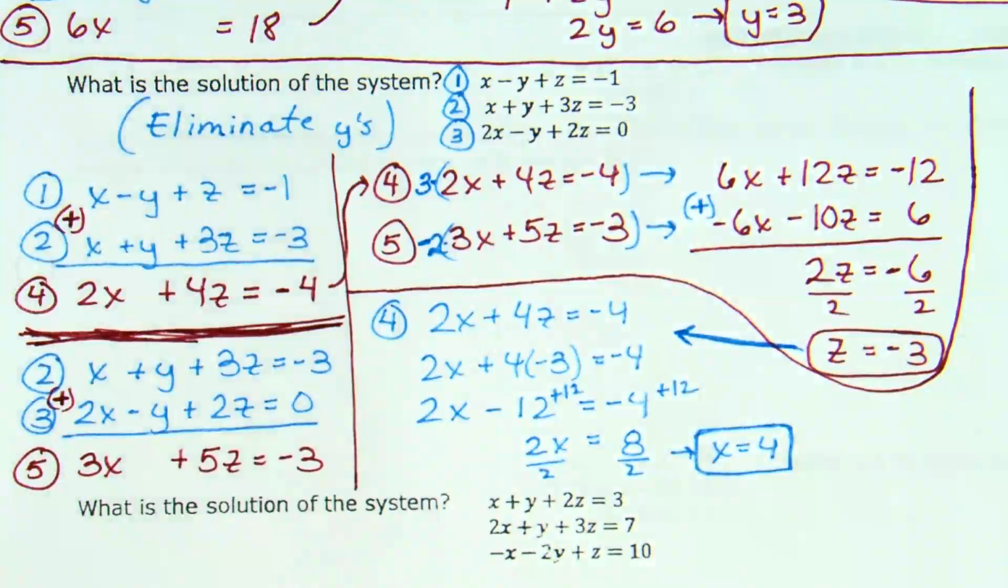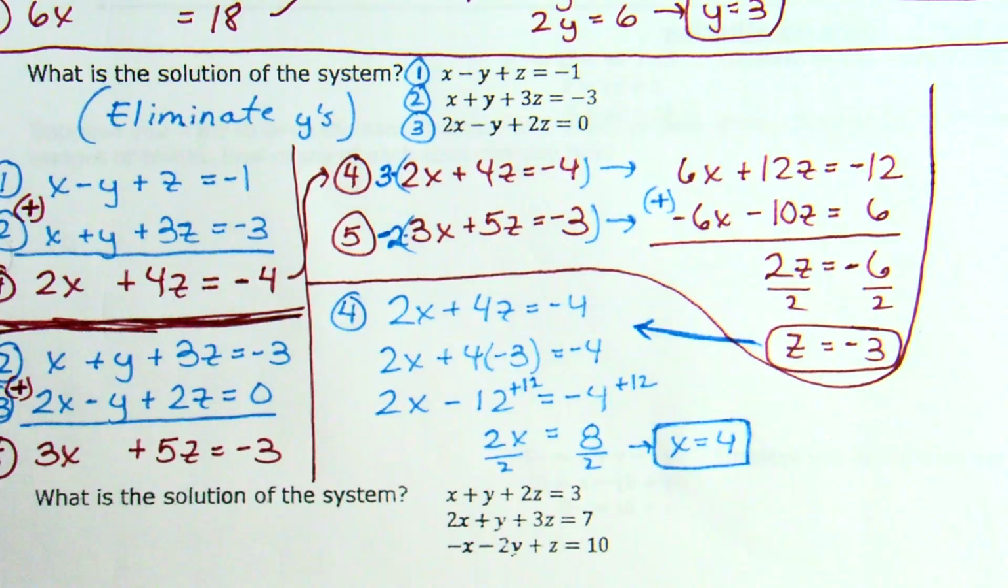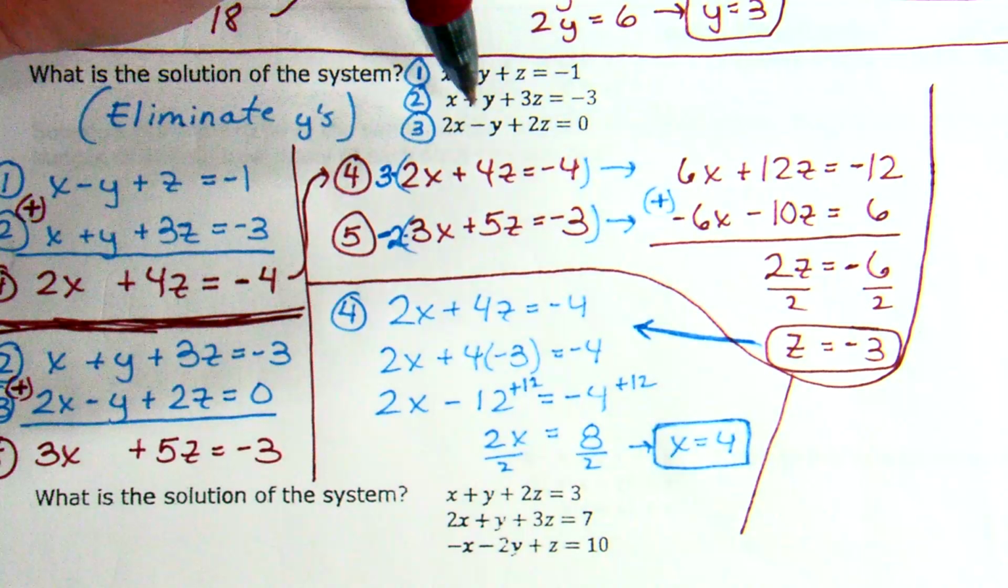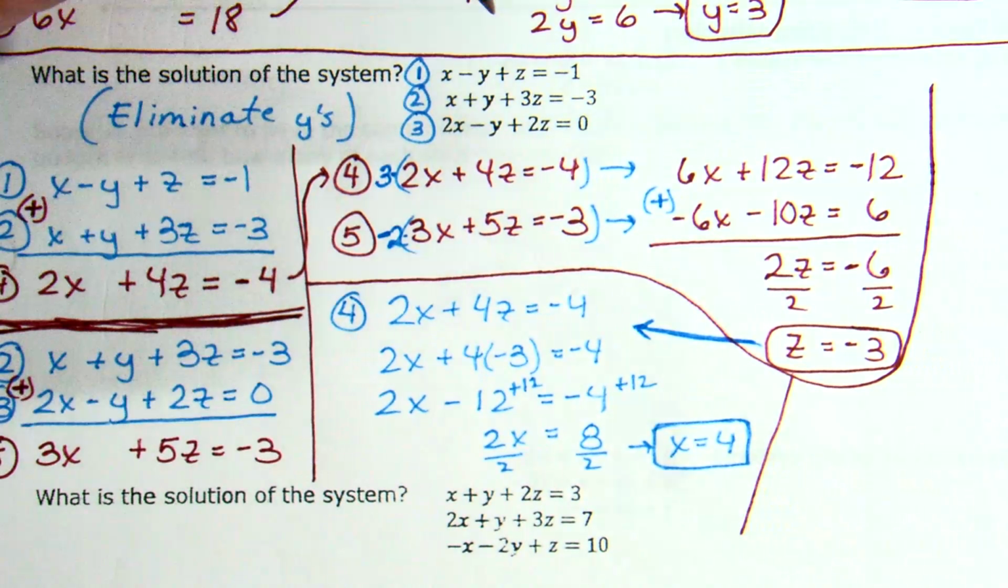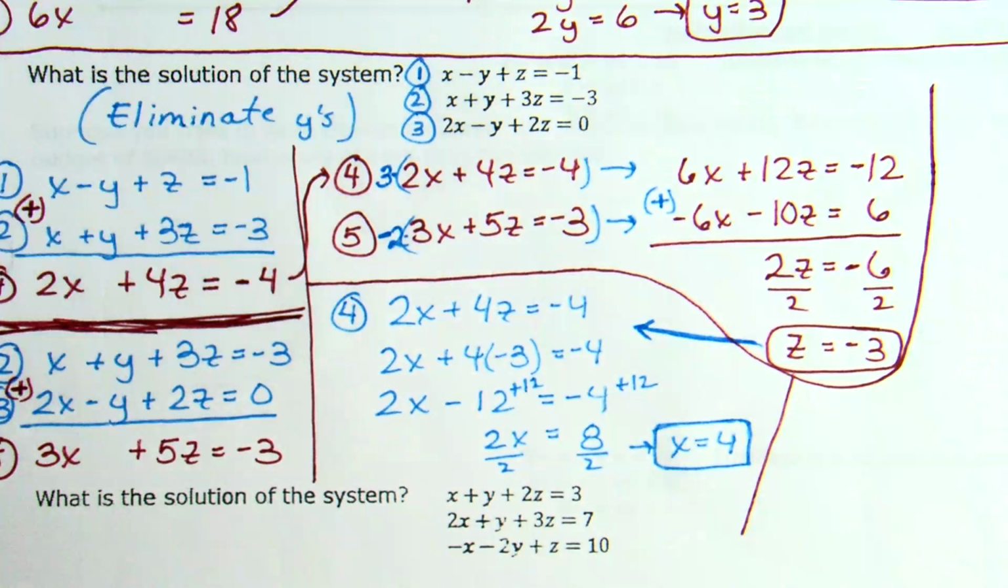I know x, I know z. What do I need to know? Y. How do I find y? Okay, we're plugging into some equation that has a y in it. So in this particular problem, you're going back to 1, 2, or 3. Again, pick the one that looks most friendly to you. You want to go 2? I can see a valid reason for going 2. Because it has a positive y. And so when you're solving, it's going to be a little bit nicer. I mean, it doesn't matter.